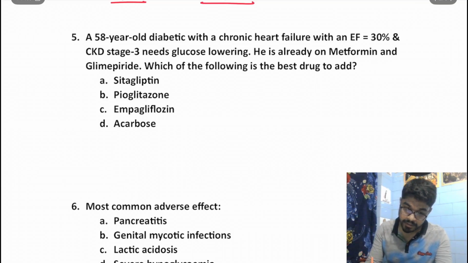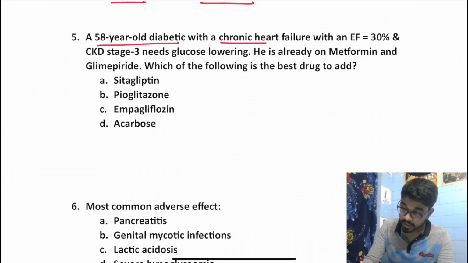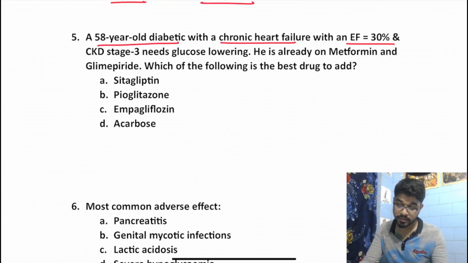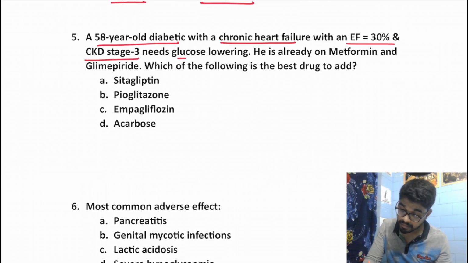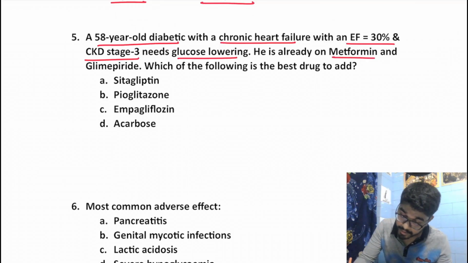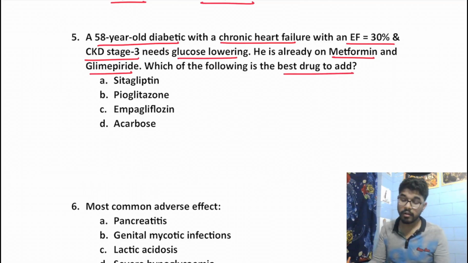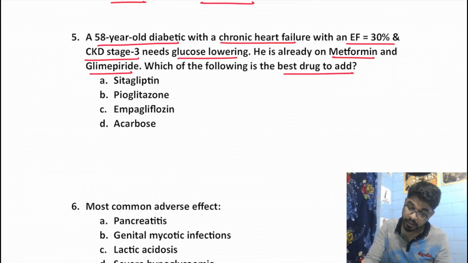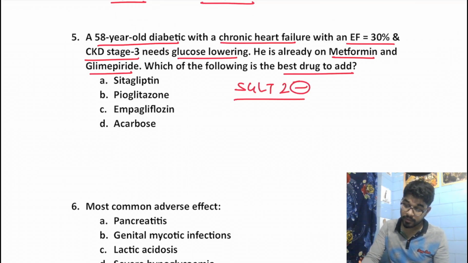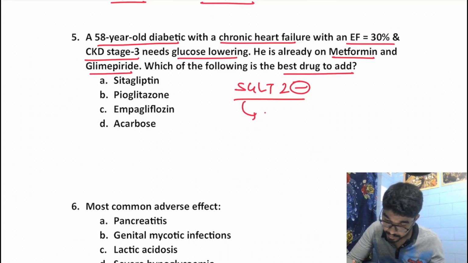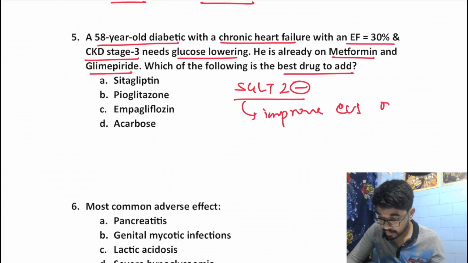A 58-year-old diabetic with chronic heart failure, an ejection fraction of 30% and CKD stage 3 needs glucose lowering. He is already on metformin and glimepiride. Which of the following is the best drug to add? Now remember that SGLT2 inhibitors have two unique features. They improve the cardiovascular outcomes, and they also slow CKD progression.